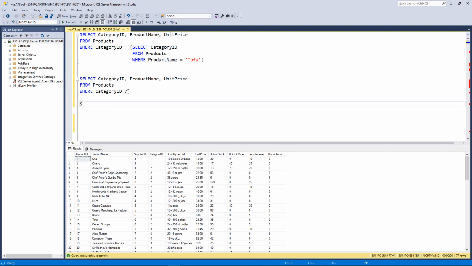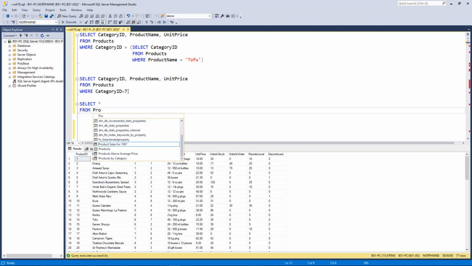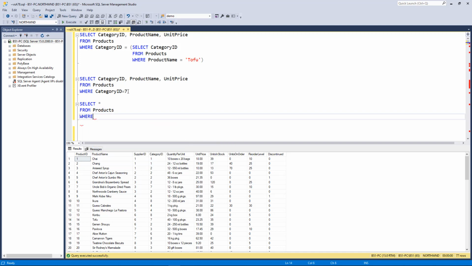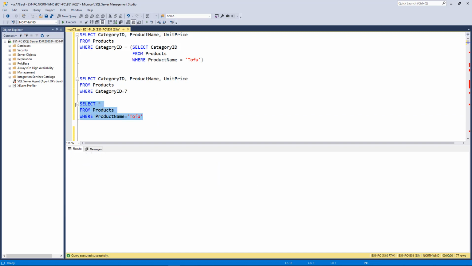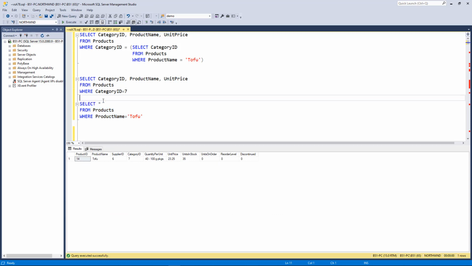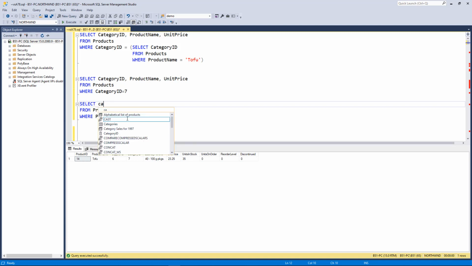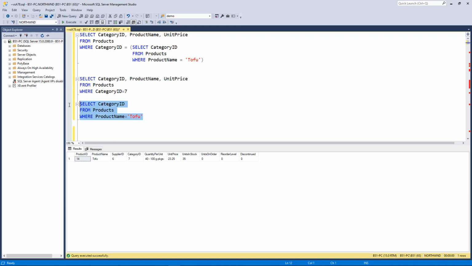So let's see what is the category of the product tofu. So from products, that the product name is tofu. Now we see that the category is 7. What we need from here, it's not the name of the product or something else. We just need the category. So we can write the category ID. And if we run this, we get the 7.